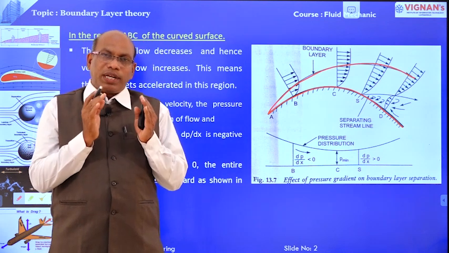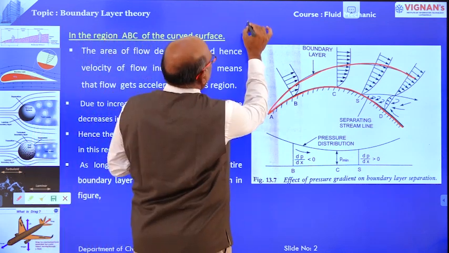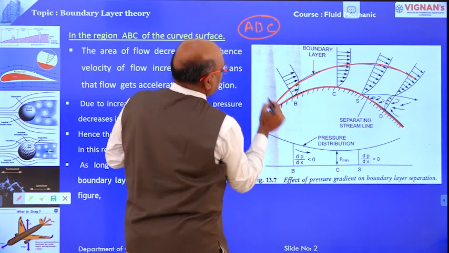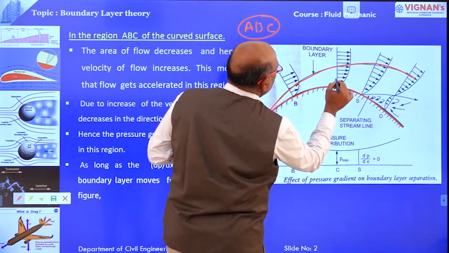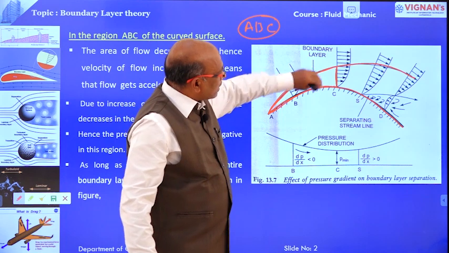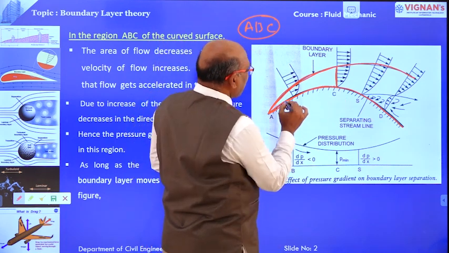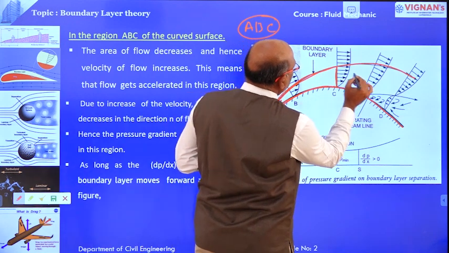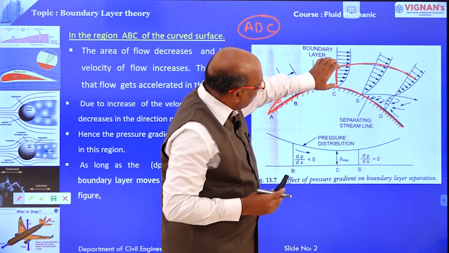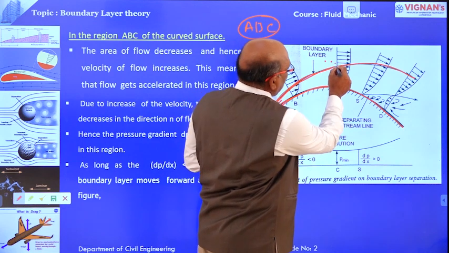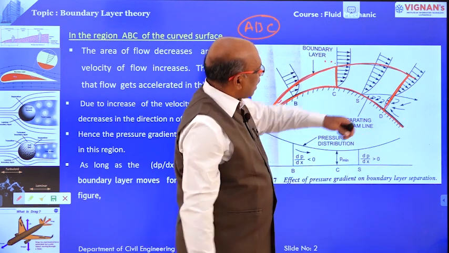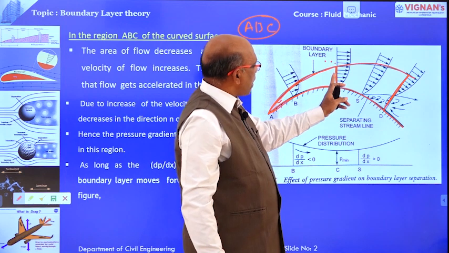Now we are going to take one region, that is A, B, C. In this region, what is happening here? The cross-sectional area gradually increases within the boundary layer thickness, so that at point C, the cross-sectional area is very, very small as compared with the point D. Are you clear? The cross-sectional area at point D is too high as compared with the point C.